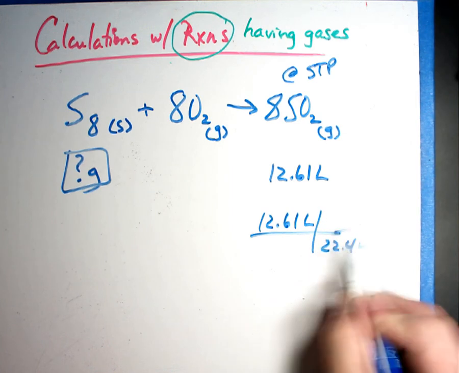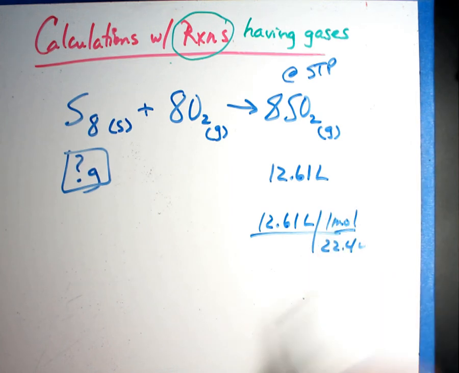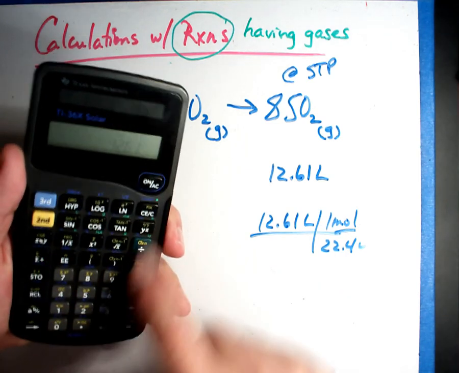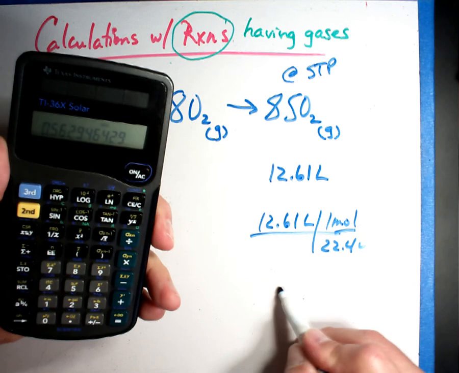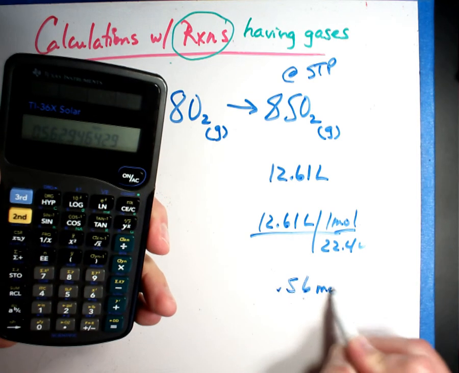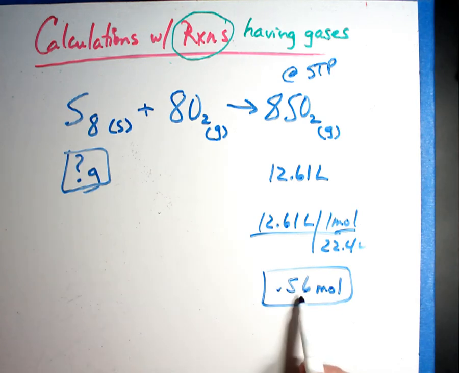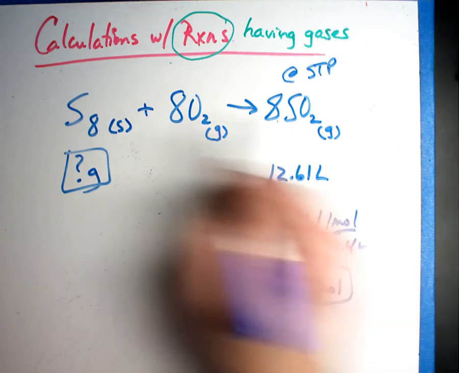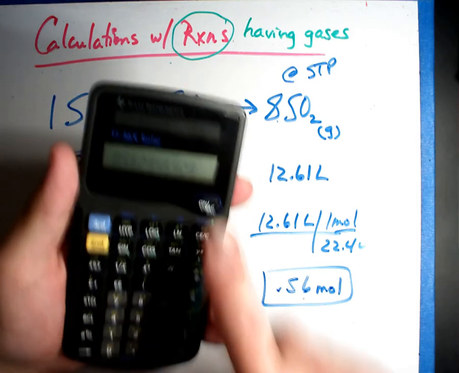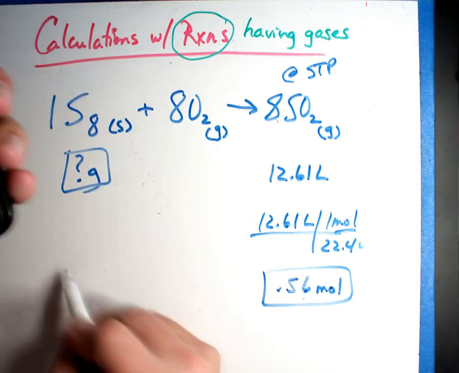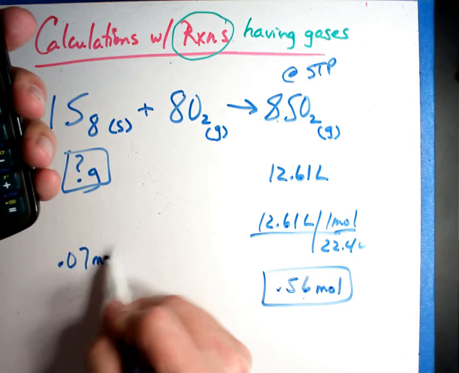22.4 liters is a mole. So I'm going to take my handy dandy calculator. 12.61 divided by 22.4, and that is 0.56 moles. Now, can I get over here? Sure. I'm going to take 0.56 divided by 8 times 1. So 0.56 divided by 8 times 1 is 0.07 moles.